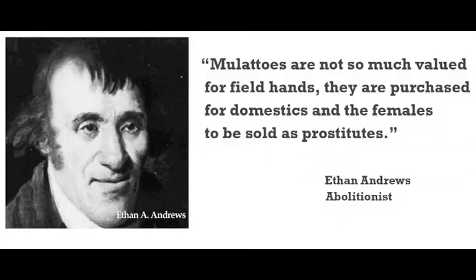African slaves deemed attractive were simply called fancy, and the abolitionist Ethan Allen Andrews, who toured the property of one prosperous slave owner, was told that mulattoes are not so much valued for field hands, they are purchased for domestic, and the females are sold for prostitutes. By the way, the word mulatto was coined in the late 16th century, and it comes from the Arabic mawallah, person of mixed race.